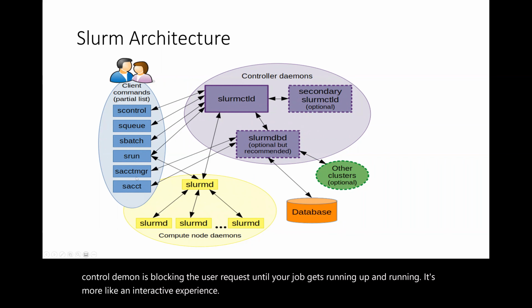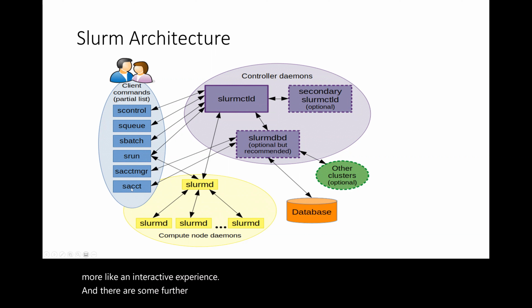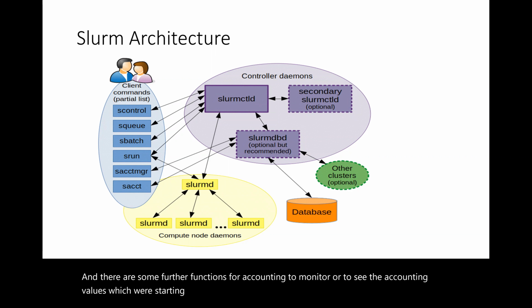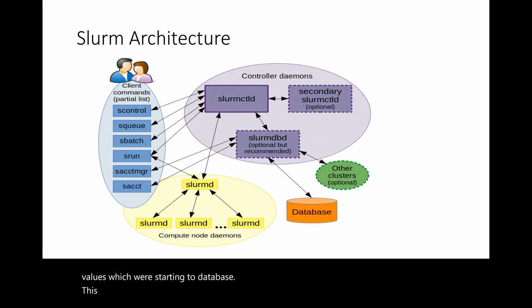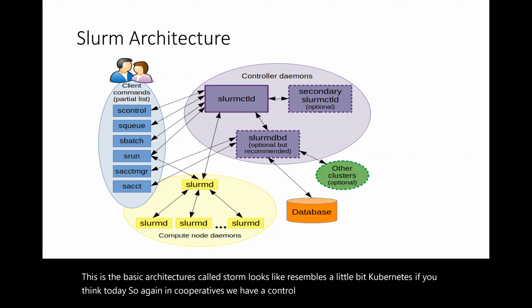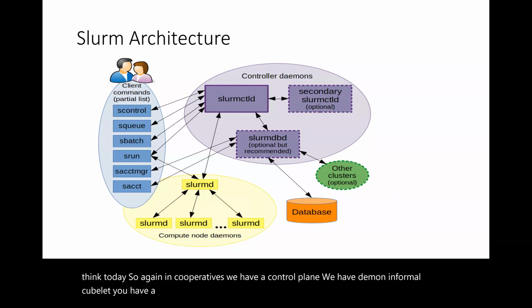And there are some further functions for accounting, to monitor or to see the accounting values which were stored in the database. This is the basic architecture of how Slurm looks, and it resembles Kubernetes a little bit if you think about it today. Again, in Kubernetes we have a control plane, we have a daemon in the form of kubelet, and you have a database, etcd. So very similar.